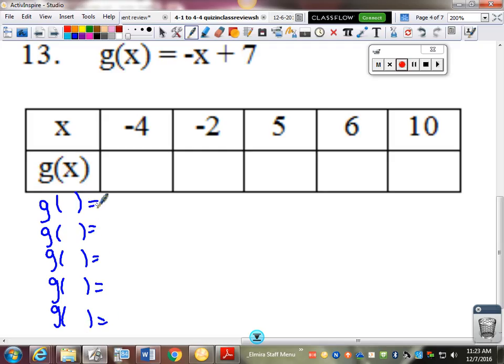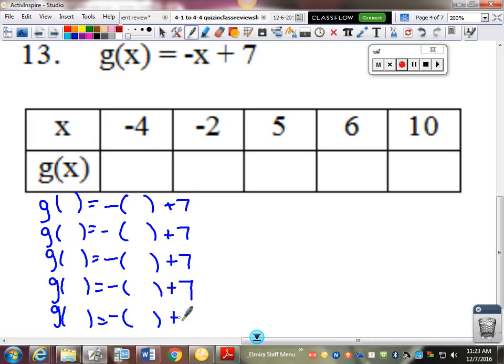This one's kind of tricky because it says negative x. So write negative parentheses for each negative x, plus 7, plus 7, plus 7, plus 7, and plus 7. Okay, so our values are negative 4, negative 2, 5, 6, 10. Now, the first couple are kind of tricky because there's a negative from the equation itself, and there's a negative in the value. So we have a double negative for the first couple.